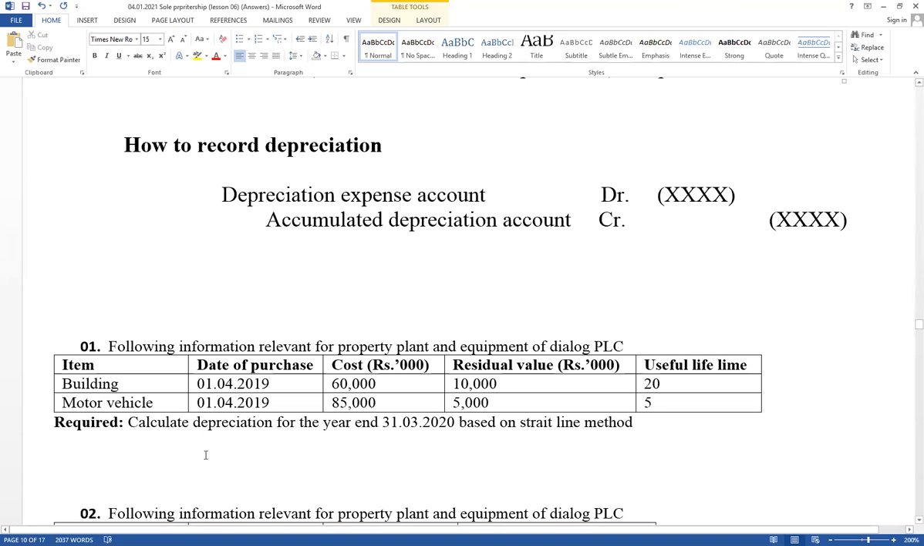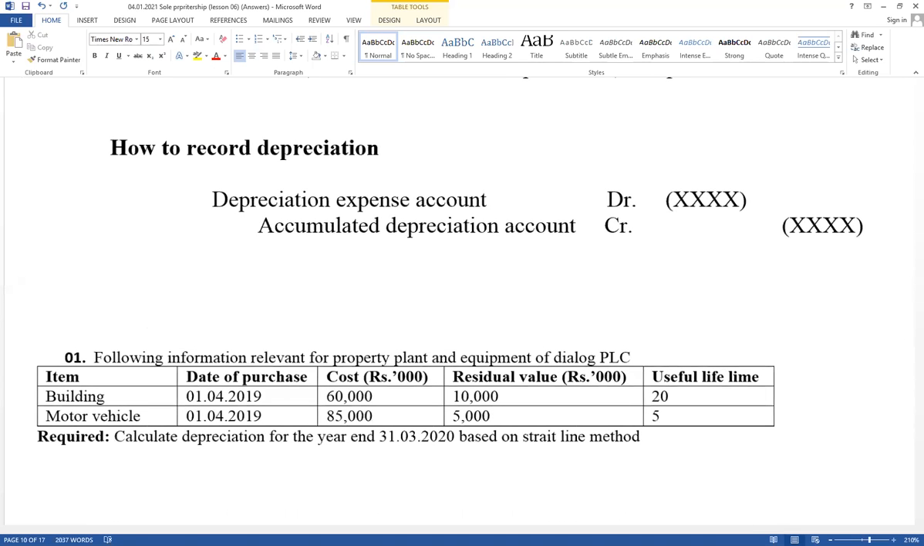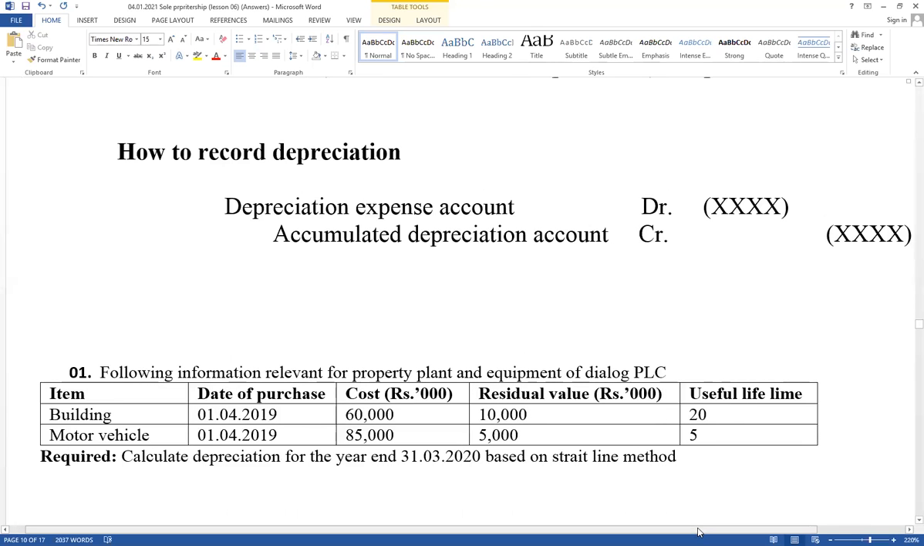Right, now see question number 1. From the beginning, I am going to discuss how to calculate depreciation on straight line basis and reducing balance methods. Think about this example. Question number 1. It has given building and motor vehicle. Think about the date of purchase. It has given 1st April 19. Our accounting period ends on 31st March 20. This is financial accounts. You have to provide information annually.